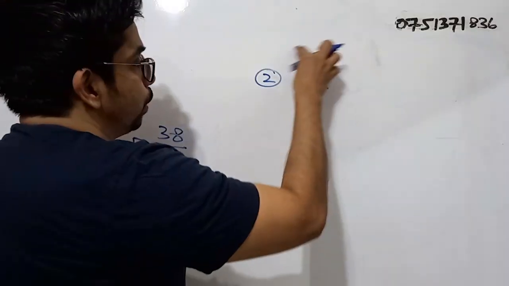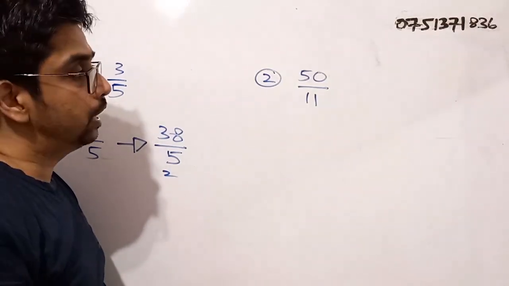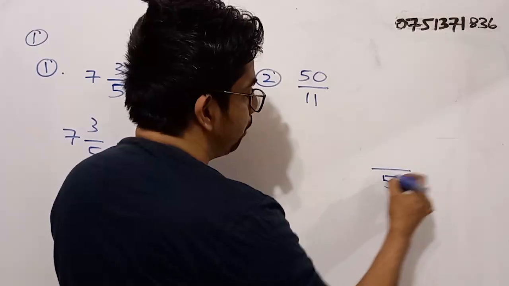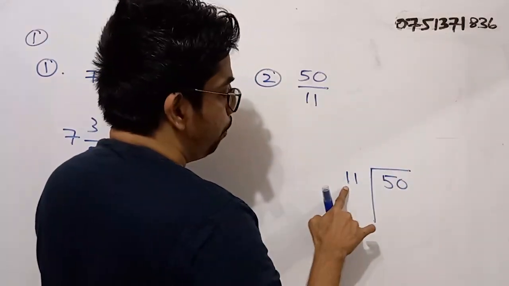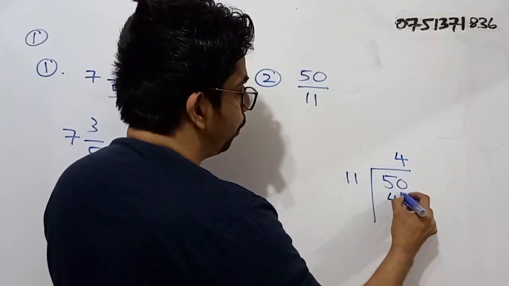Second part. So we have been given an improper fraction that we need to convert into a mixed number. We take 50 and we divide it by 11. How many 11s are there for 50? We can go up to 4. 11 into 4, 44.